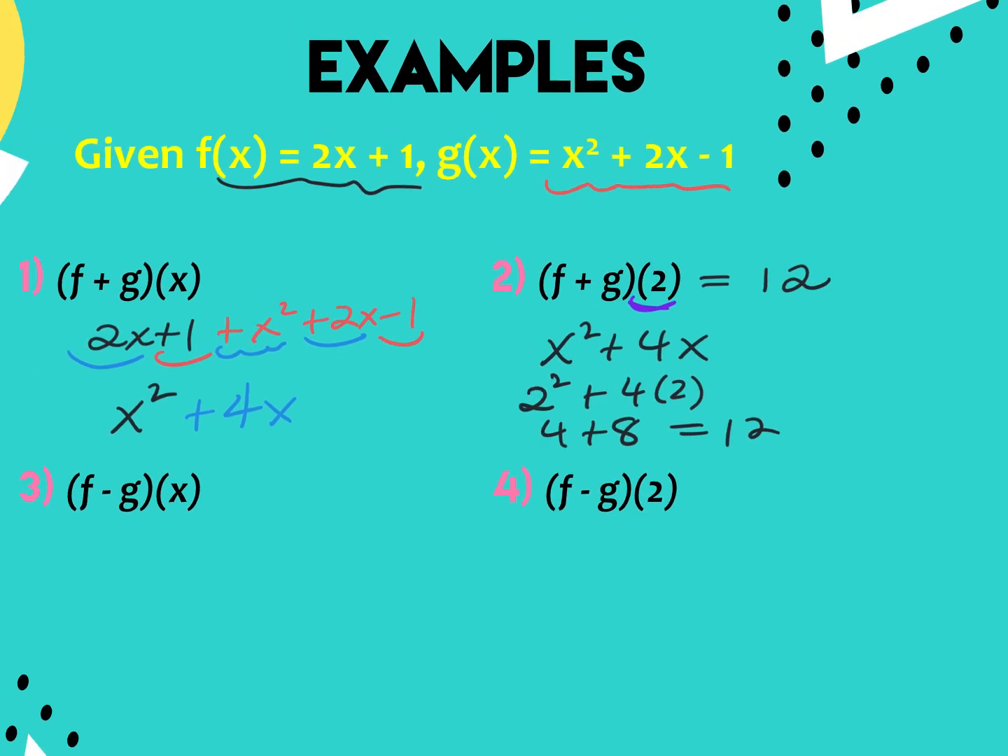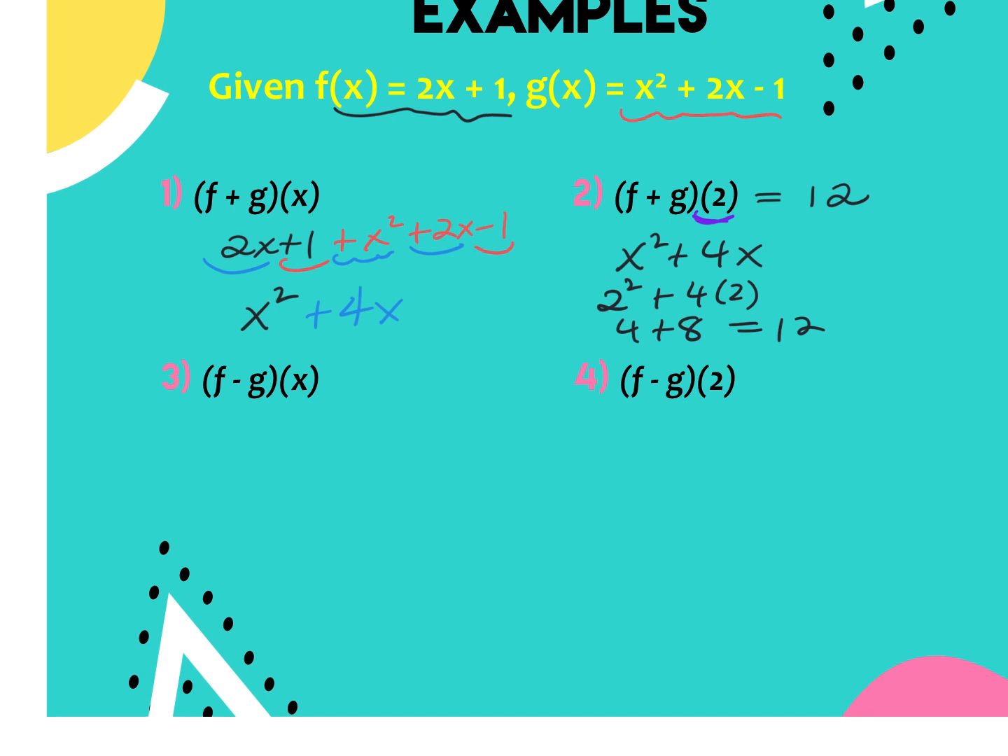Then number 3, now they want us to subtract. Now, if I wouldn't have combined those ahead of time in number 1, I would have had to combine them first and then substitute in the value of 2. For number 3, they want me to subtract the two functions. And this is where I'm going to do maybe what you learned in middle school with your integers, your keep, change, flip, or your stay, change, change.